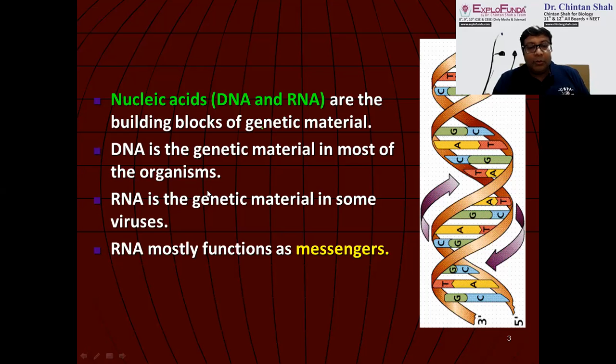Such a virus is known as what? Retrovirus. What do you mean by retro? Retro means old. So those very old viruses are known as retroviruses. One example of such a retrovirus is corona. Corona is also a retrovirus. RNA mostly functions as a messenger. In what is it acting as a messenger? In the process of translation, it is acting as a messenger. It just gives the message so that particular amino acids will come and combine with each other.